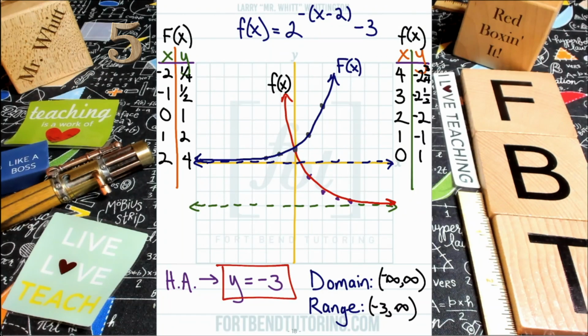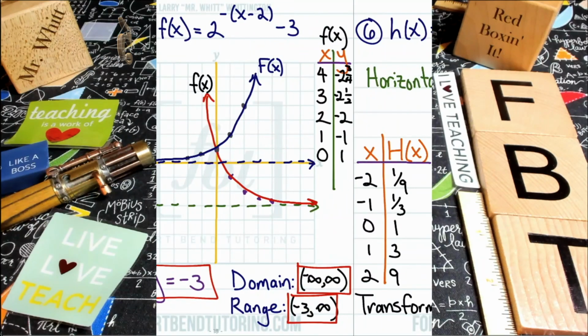Red, box it. Here your horizontal asymptote is y equals -3. Your domain, guys, is all real numbers from negative infinity to positive infinity, and then the range of the function is from -3 to positive infinity. And done, people. That was problem number 5. So I hope you got a lot of great information from this example here, guys. I felt really good about that, right?